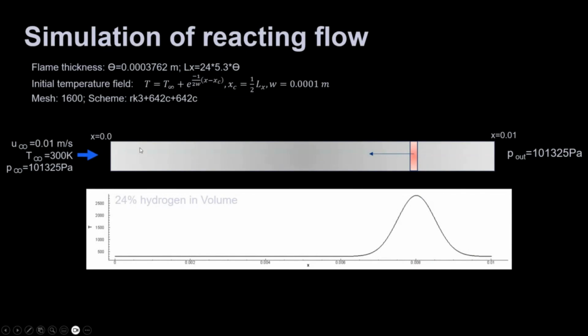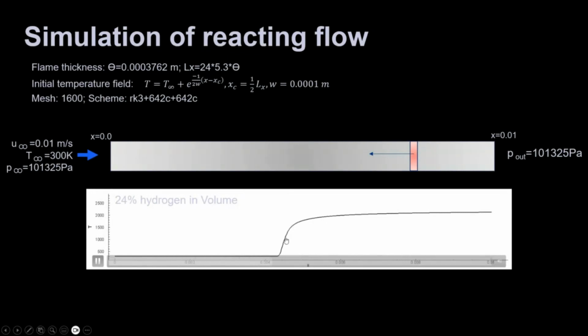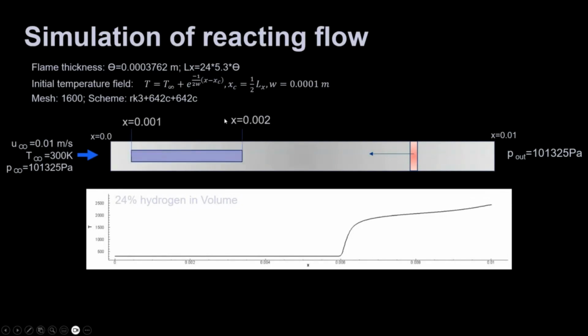So this is like a 1D burner. We first put a high temperature zone to ignite the flow field, and the flame will progress to both sides. We see this high temperature means the reaction is on, so the flame is moving forward. So we can track the flame.